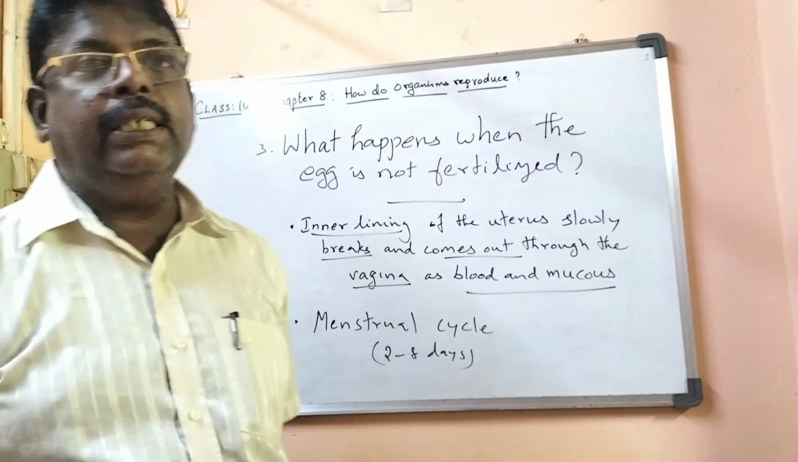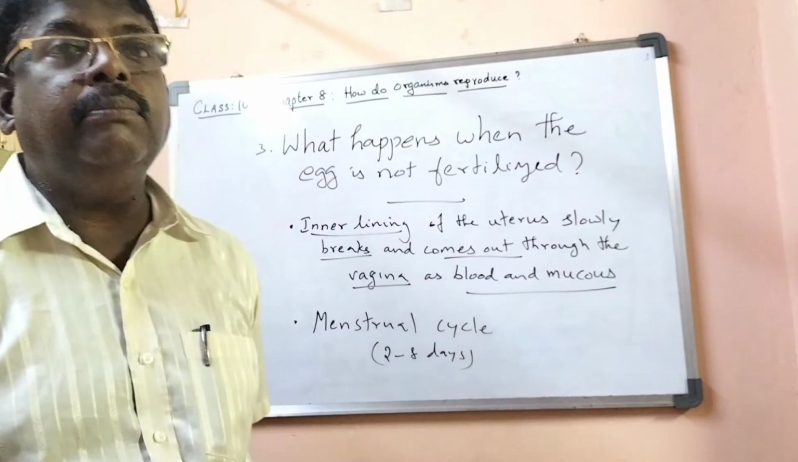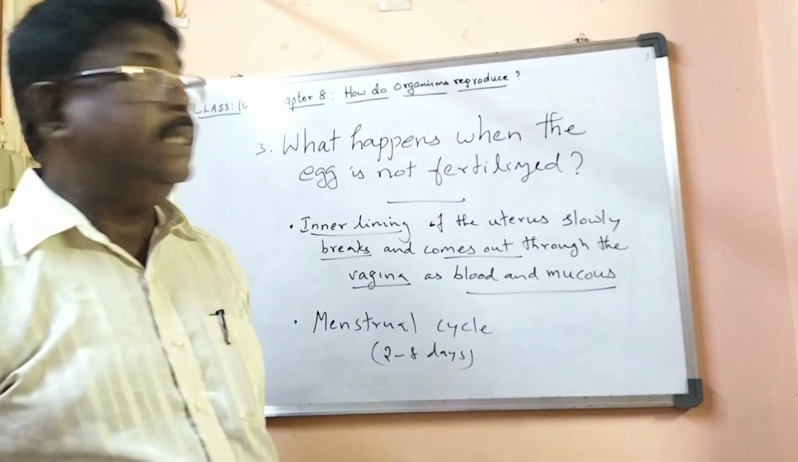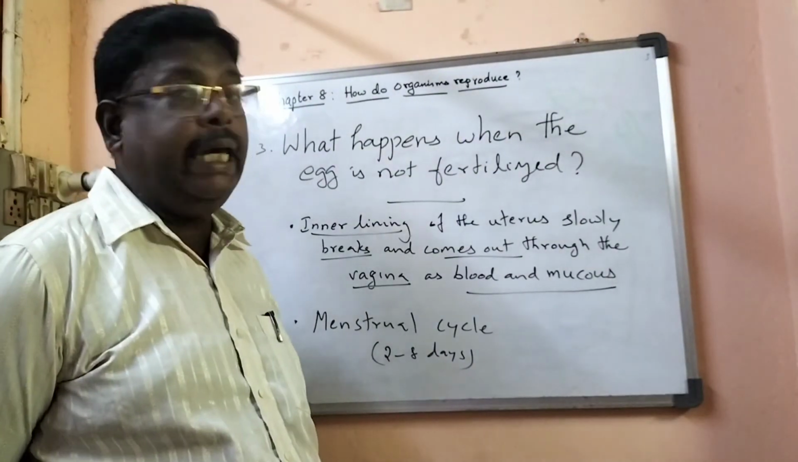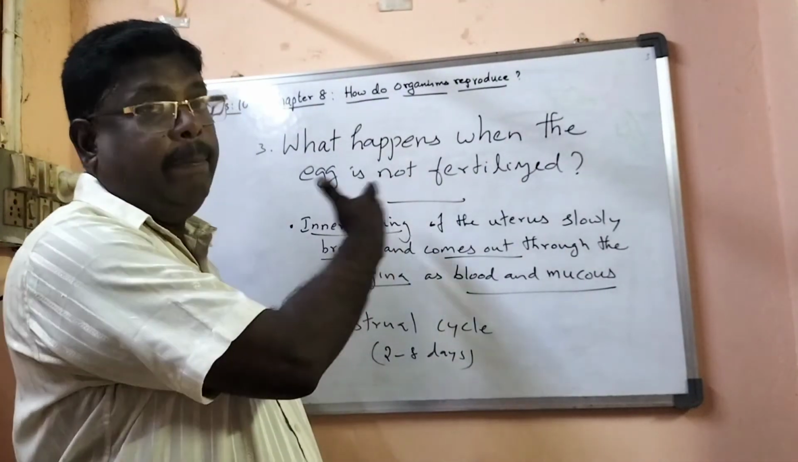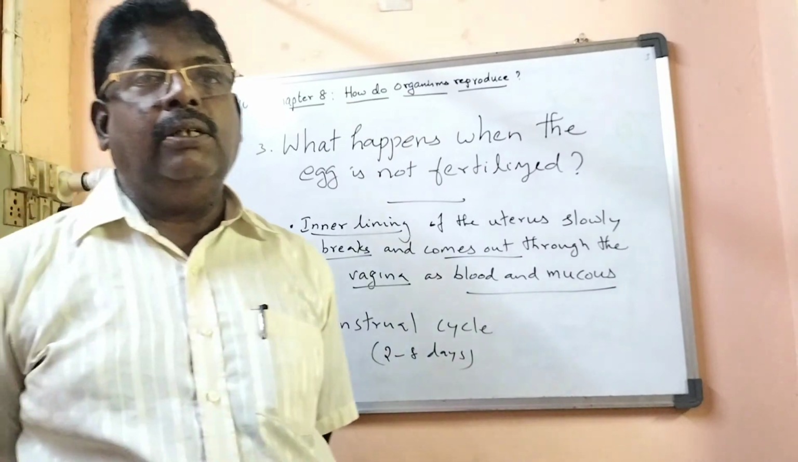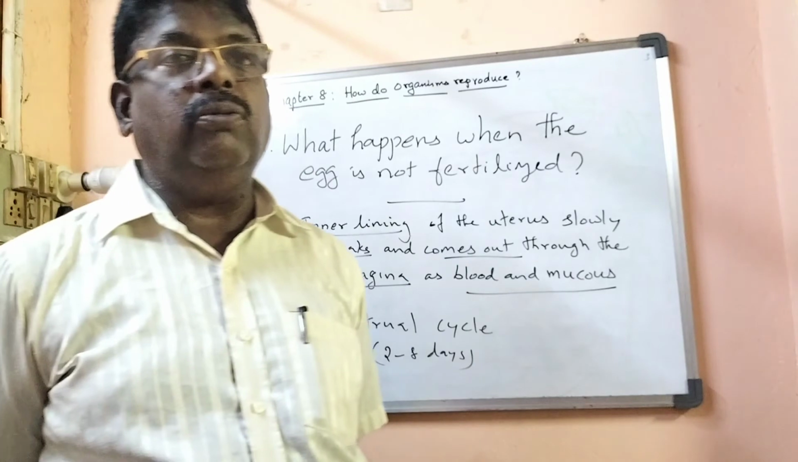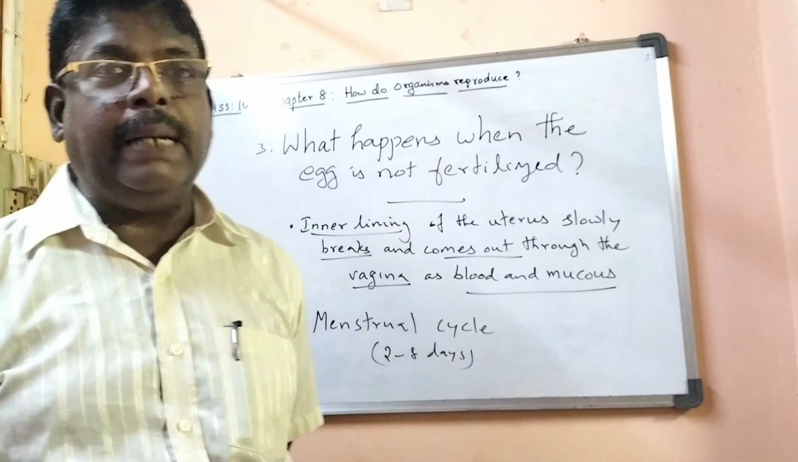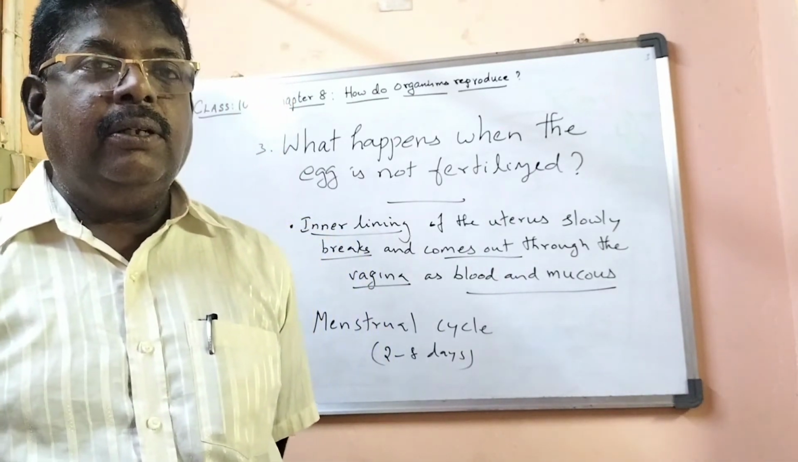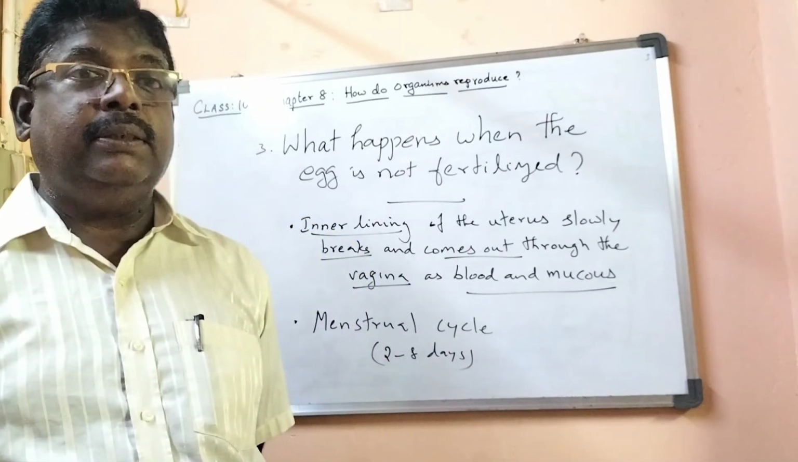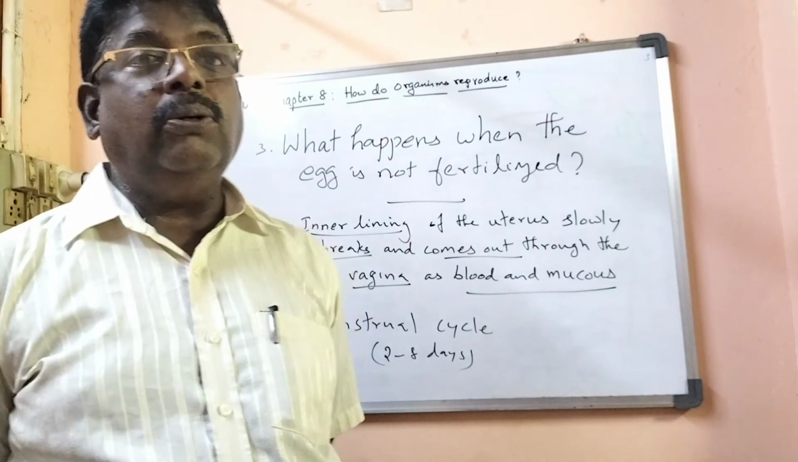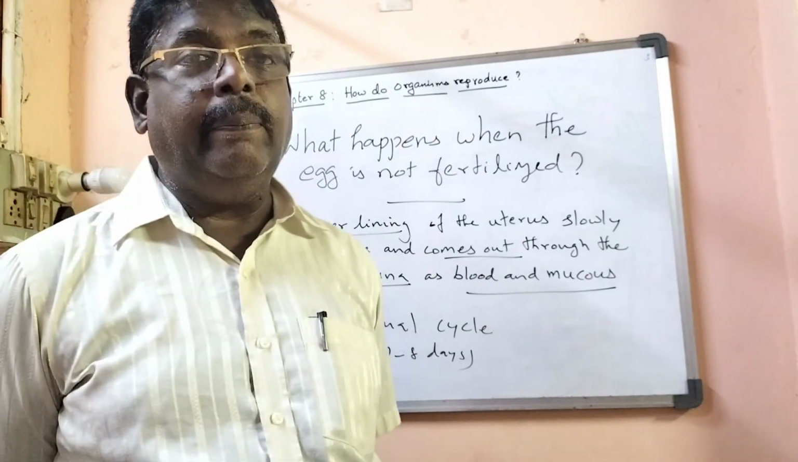So far we have seen about the male reproductive system. Then I explained to you about the female reproductive system. Now let us see what happens when the egg is not fertilized. As I told you, after fertilization, the zygote will move towards the womb and get implanted in the uterus. The uterus is always prepared to receive the zygote and for further development of the embryo.